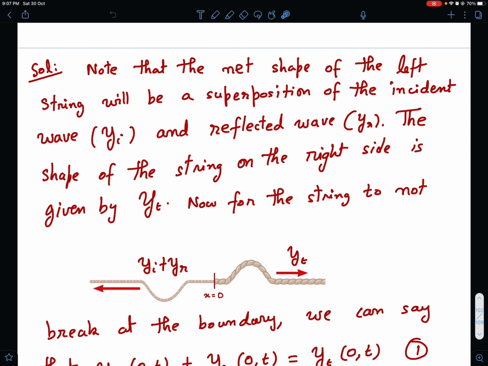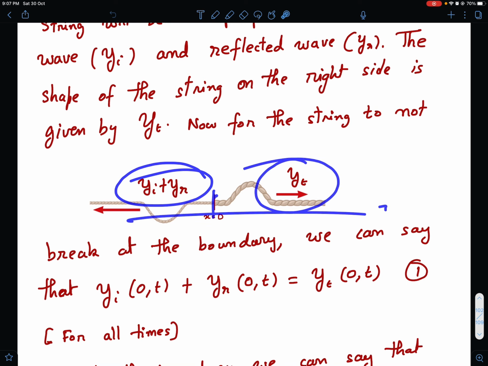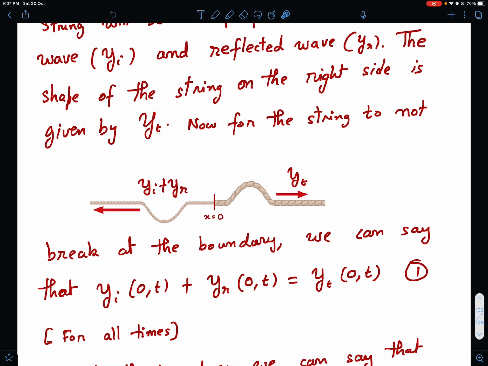Okay, now we know that the string is intact. At the boundary the string is not breaking. Not breaking means what? We can say that the displacement to the left of this boundary must be exactly equal to the displacement to the right of this boundary. Why? Because if these displacements are not equal, that means the left side is displaced by, let us say, this much amount, and the right side is displaced by this much amount, then there will be a gap in the string. But the string is not breaking, so I can say that the displacement to the left of the boundary should be exactly equal to the displacement to the right of the boundary.